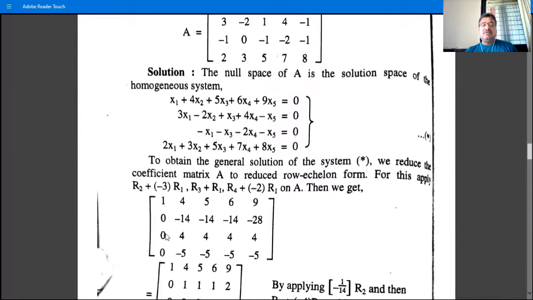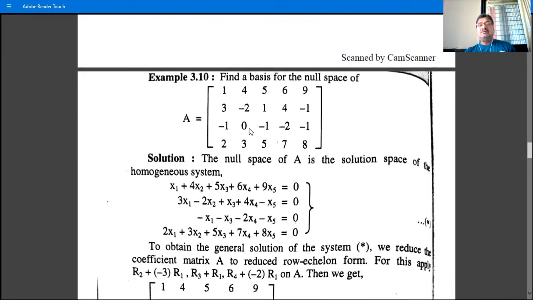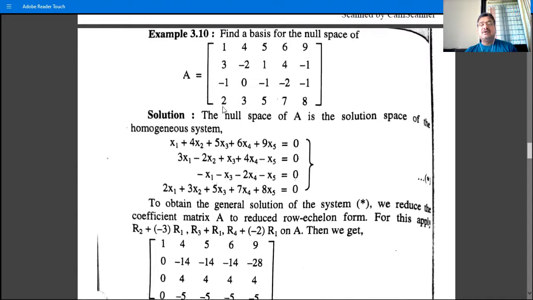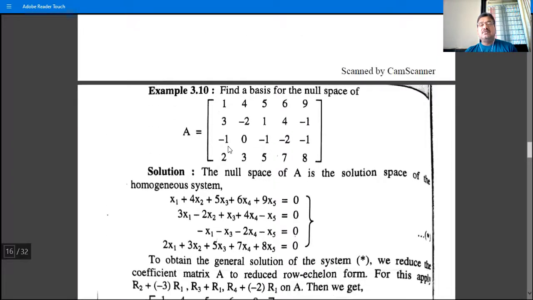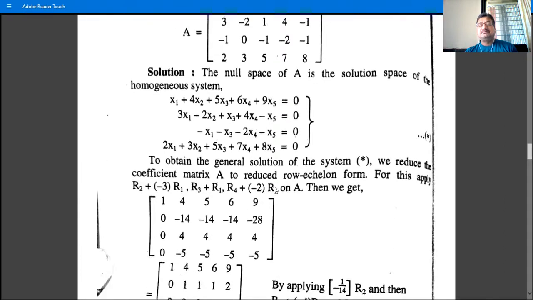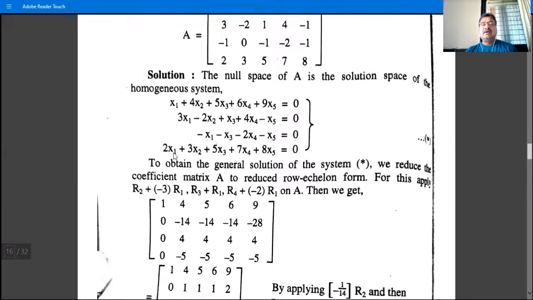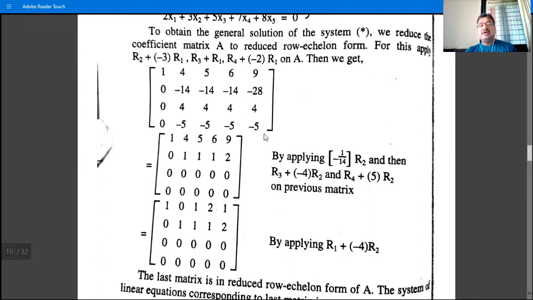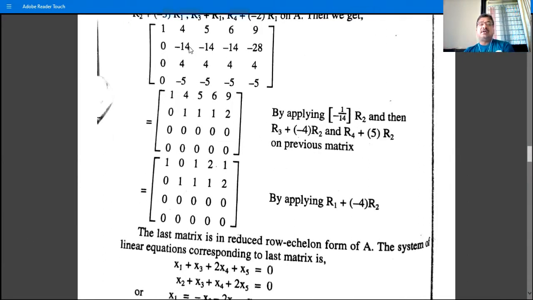This is the coefficient matrix, and we have to reduce it to echelon form. That is, we first have to reduce the 3 and -1 to 0. Here it is 1. So the operations are R2 - 3R1, then R3 + R1, and R4 + (-2R1). After that we have 0, 0, 0 at this place, and the remaining entries also change. Now we have to reduce this -14 to 1, so the transformation is -1/14 R2. So we have 1 at this place, and it is 2.